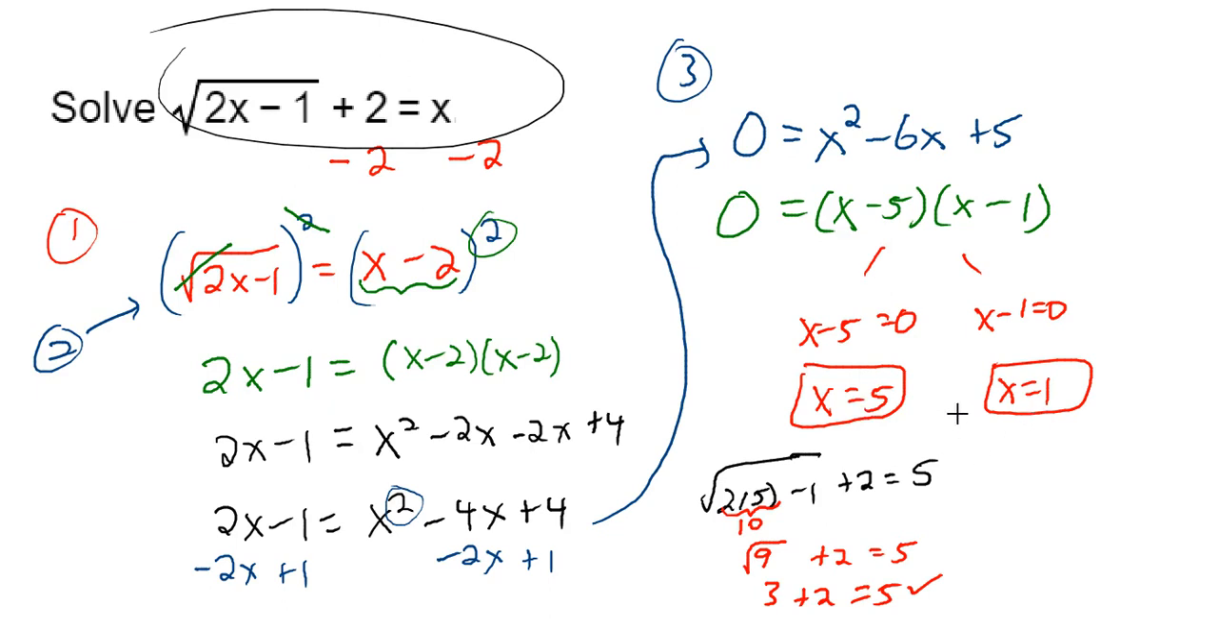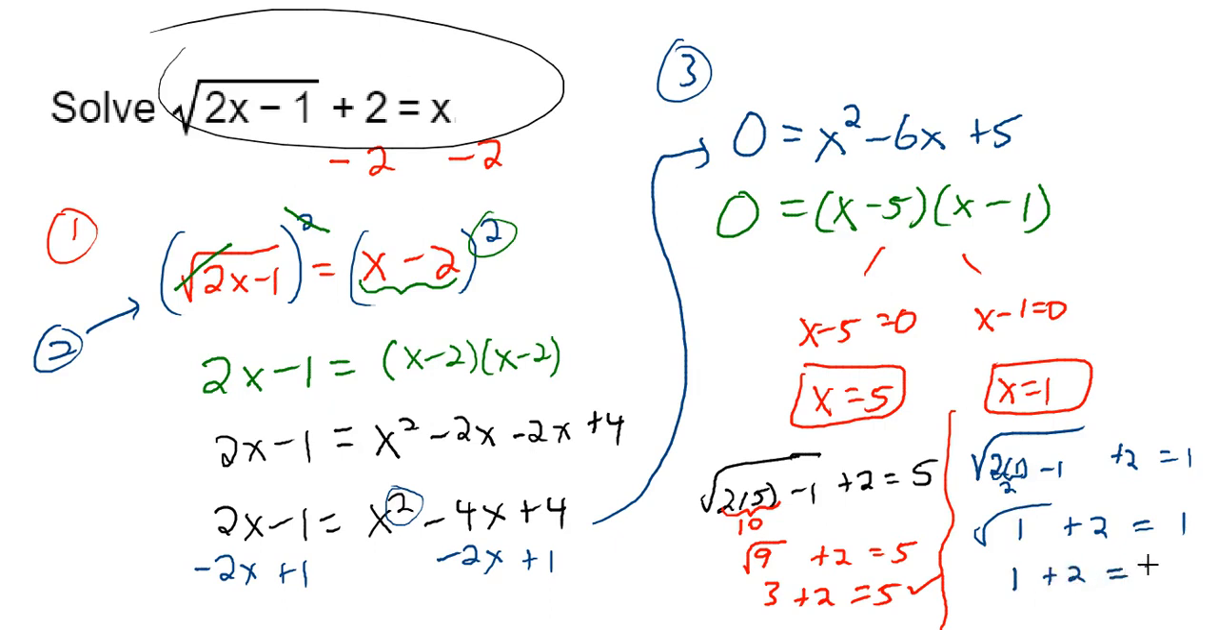Let's try 1. All right, so we'll plug 1 in over here. We get the square root of 2 times 1 minus 1 plus 2 equals 1. And so we'll get the square root, well, 2 times 1 is 2. 2 minus 1 is going to be 1. And so we get 1 inside the radical. The square root of 1 is 1. And then we get 1 plus 2 equals 1. That's not true. So 1 doesn't work. So only 5 is the solution in this case.